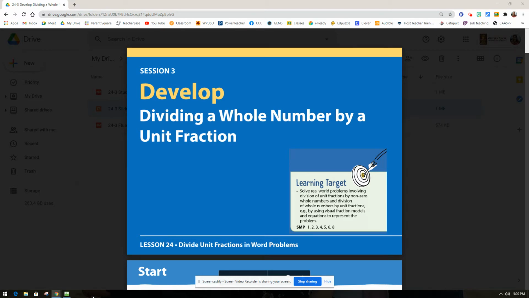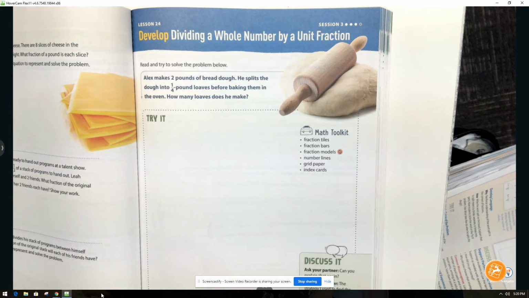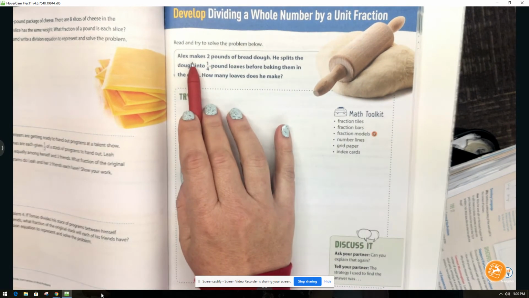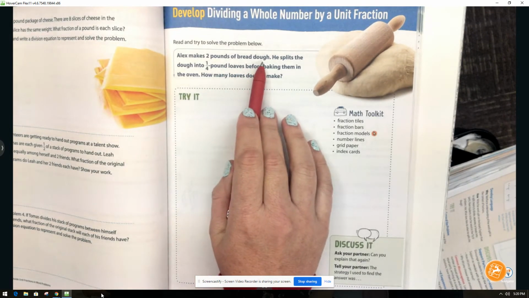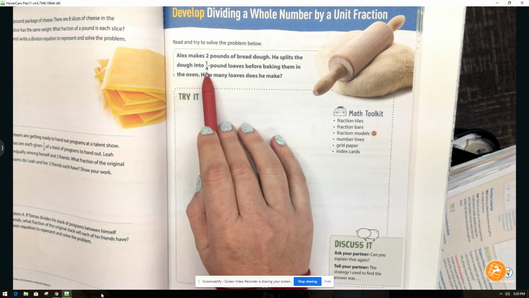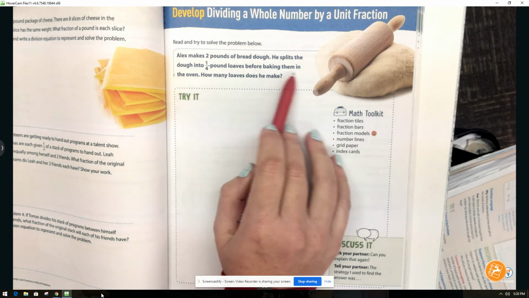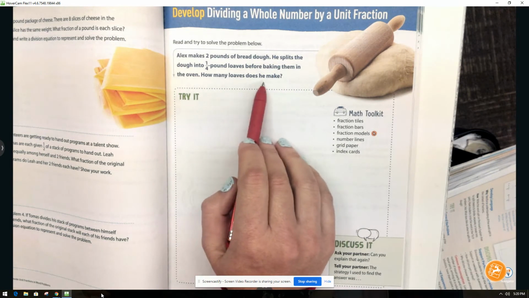So we're going to be working today in the Ready Classroom Math Workbook on pages 481 through 486. Go ahead and take out your Ready Classroom Math Workbook and turn to page 481. All right, so on page 481, we see this problem. It says: Alex makes 2 pounds of bread dough. He splits the dough into 1/4 of a pound loaves before baking them in the oven. How many loaves does he make?